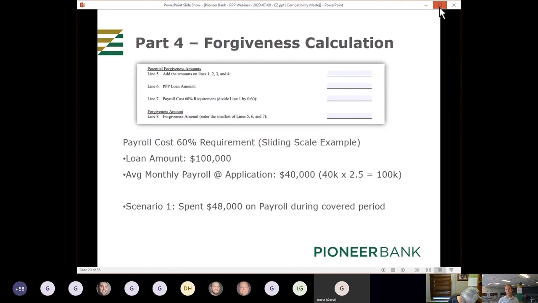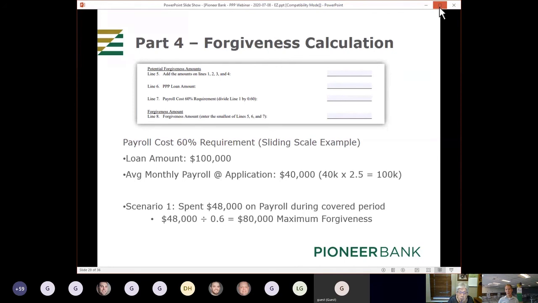Let's say that during the cover period, they only spent $48,000 on payroll. What this calculation will do is say that for 48,000 to still be 60% of the total forgiveness, to maintain that 60% ratio, the maximum forgiveness they can receive is 80,000. And that's taking that 48,000 divided by 0.6 to get the 80,000.